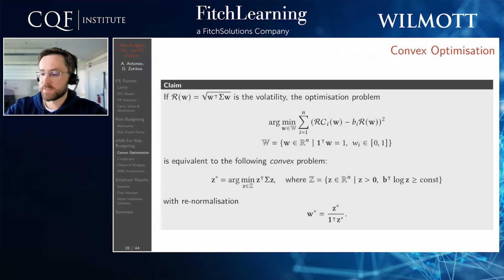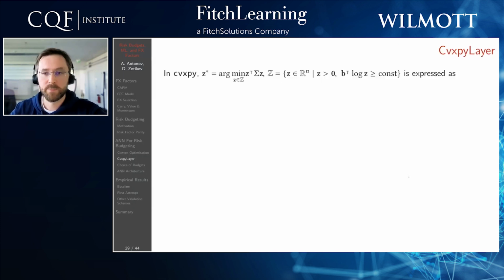And what's important is that this problem is in fact equivalent to a convex problem. In particular, if your risk measure is volatility, the optimization problem stated above is in fact convex. That is, we minimize a quadratic function where sigma is the covariance matrix, and we're only looking at variables such that their elements are all positive, and the following constraint holds. Once the optimal argument is found, the result is renormalized and you obtain the desired portfolio.